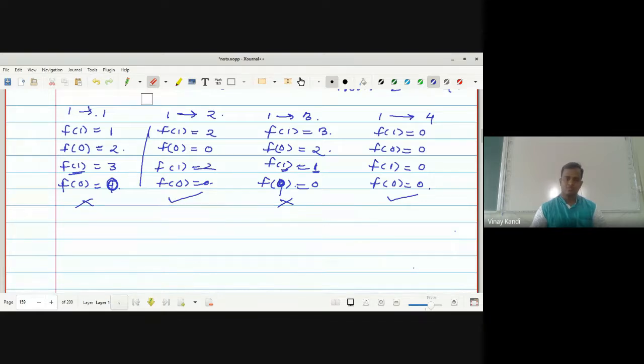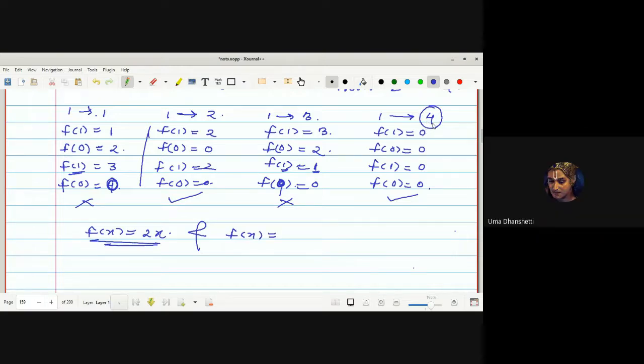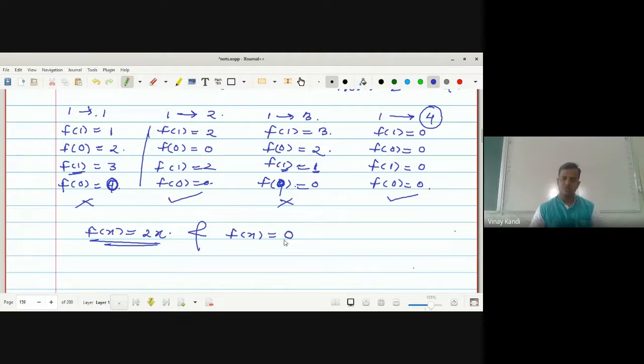So therefore, f of x is equal to, 1 maps to 2 was mapped, right? So f of x maps to 2x. This is the one mapping, and f of x is equal to, what is 4 in codomain? 4 is equal to 0. 0, right? In Z4. So f of x is equal to 0. That is the zero mapping. These two are group homomorphisms. Is it correct?